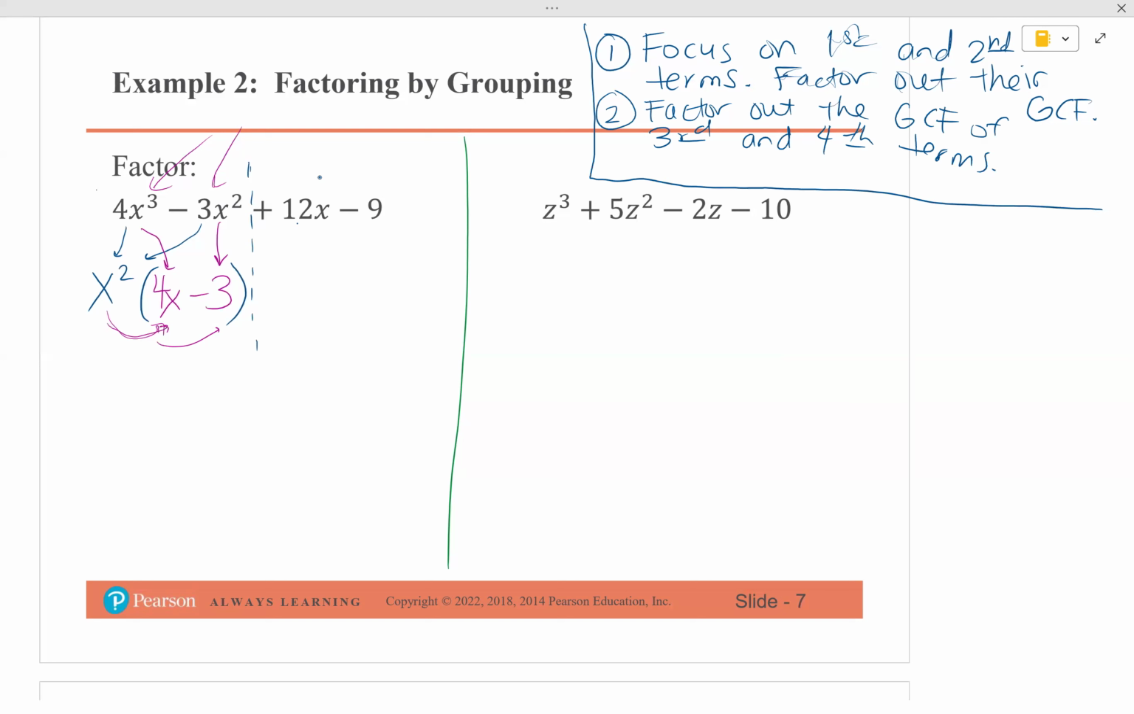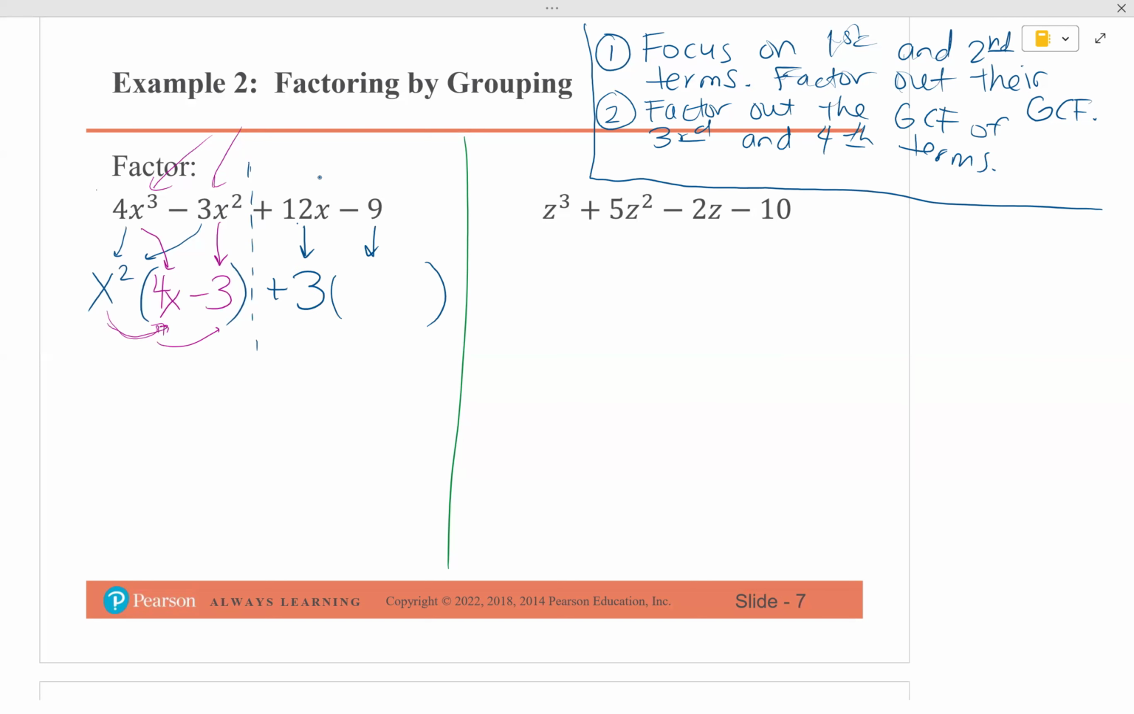So now I'm trying not to look at the first and the second terms. I'm focusing on these two guys, 12x and 9. I definitely can't factor any x's out because the 9 doesn't even have an x to spare. But 3 divides into both of those, right? Positive 3. I think that's about it.